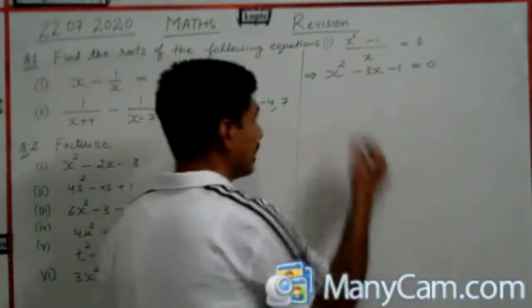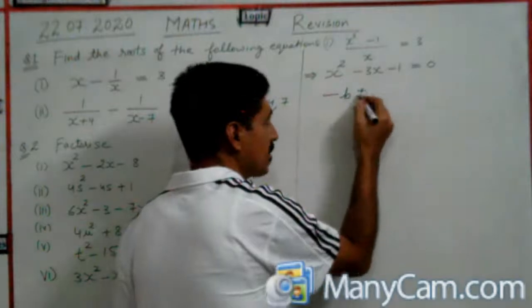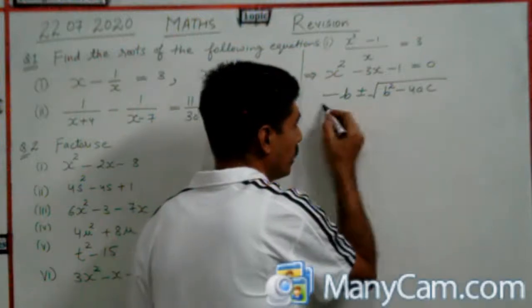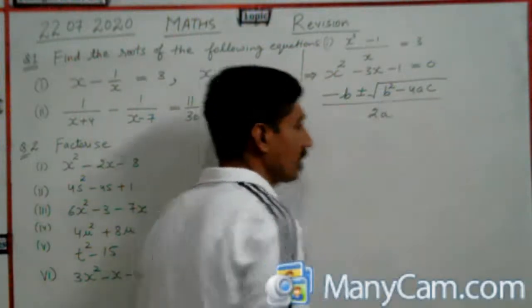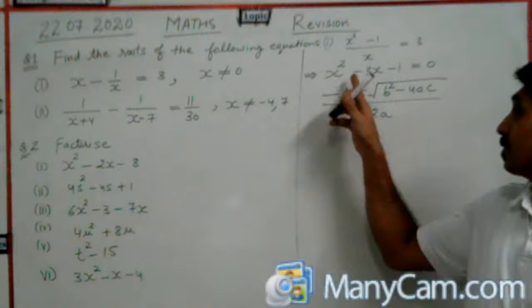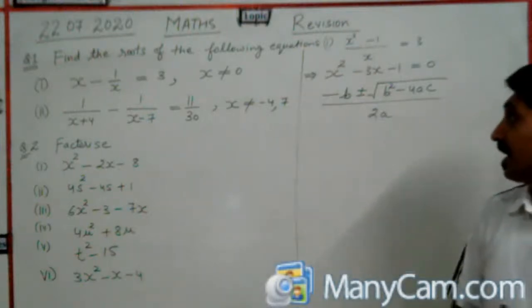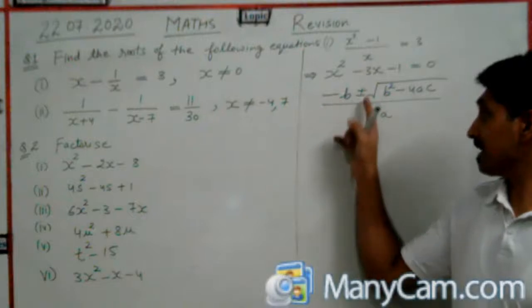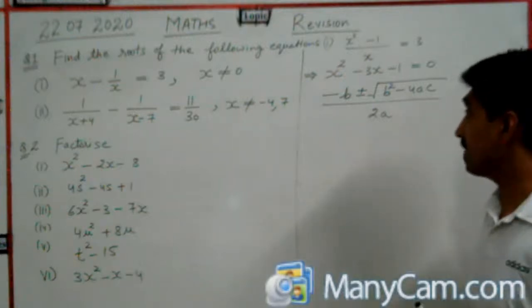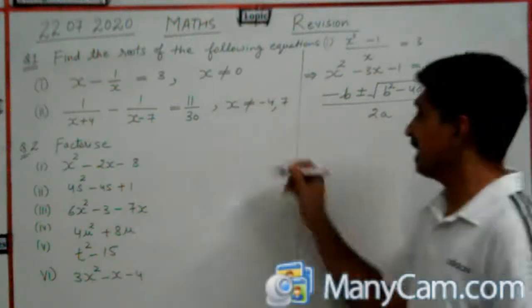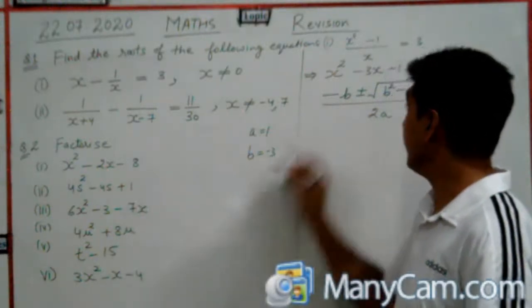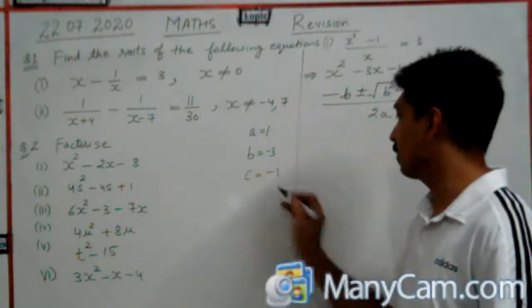The quadratic formula says that the roots of this quadratic equation are equal to minus b plus minus under root b square minus 4ac upon 2a. So what is the value of a? In this first part, a is 1, b is minus 3, and c is minus 1.